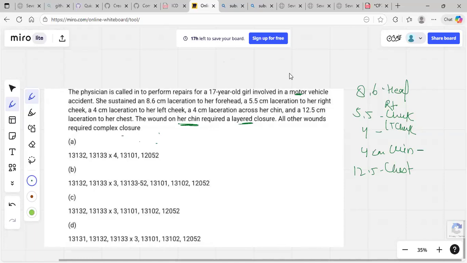So the chin one is an intermediate, and 12.5. The rest all is complex. So we have to use 12052 anyways for the intermediate, and for the rest of them we have to add the size. Now let me add the size.